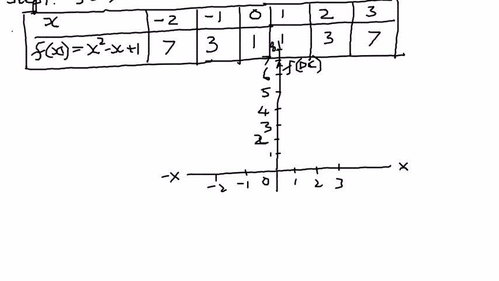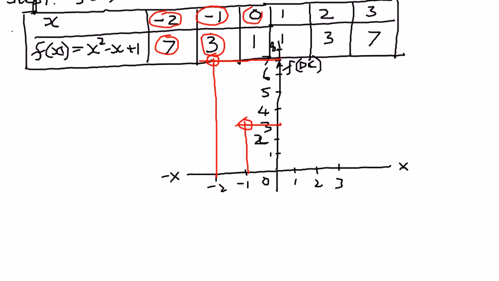Now, let us plot these points. When x equals -2, the value of the function is 7. So this is where we are. That is what we got. When the value of x equals -1, the value of the function is equal to 3 on the y-axis, so therefore that is the point.